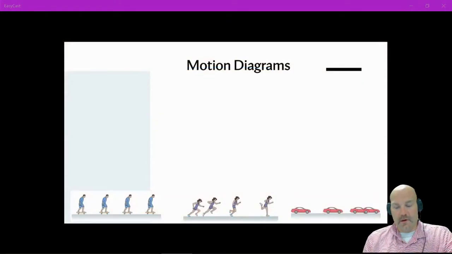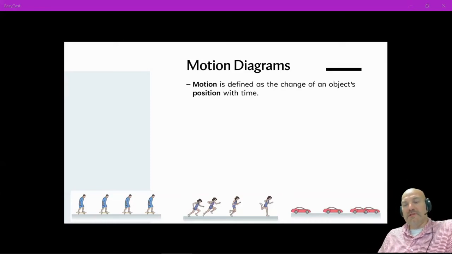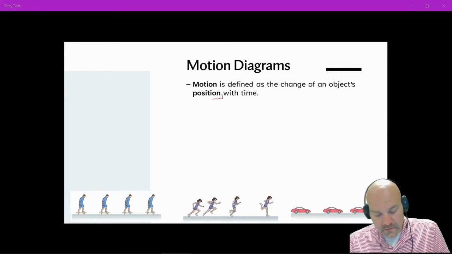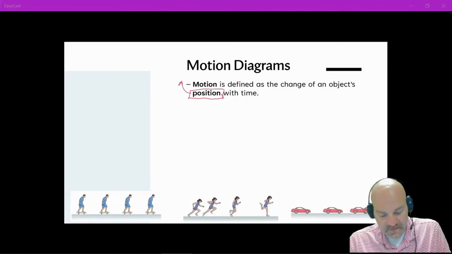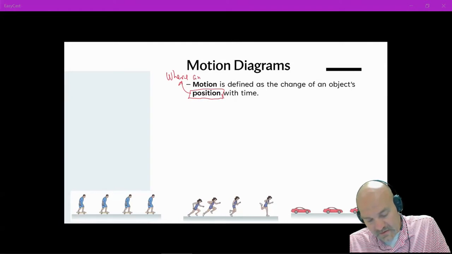Okay, so the first thing we're going to talk about here in Unit 1 are motion diagrams. This is a little bit different than what you may have learned back in AP Physics 1, but this is just going to be a new focus. Again, motion is defined as the change of an object's position with time. This is the important idea. Basically, position is where an object is placed.